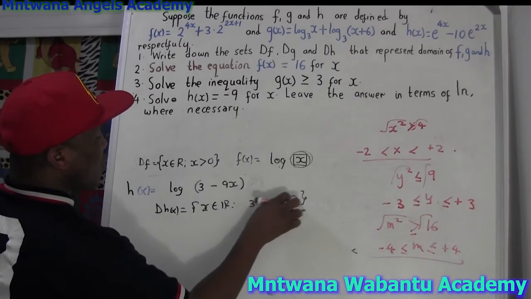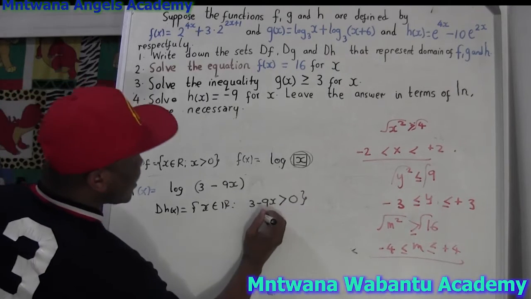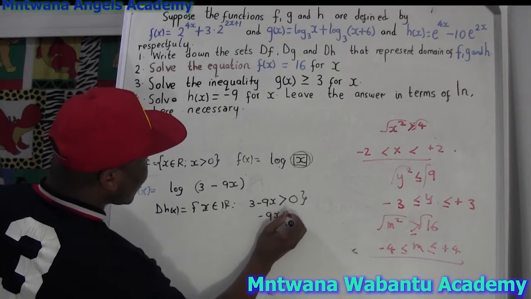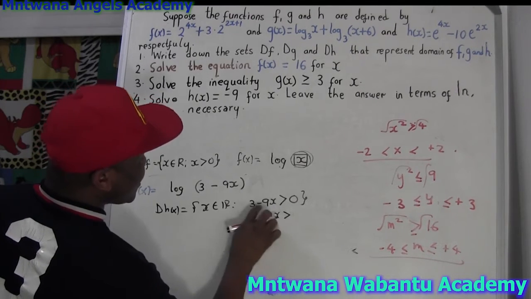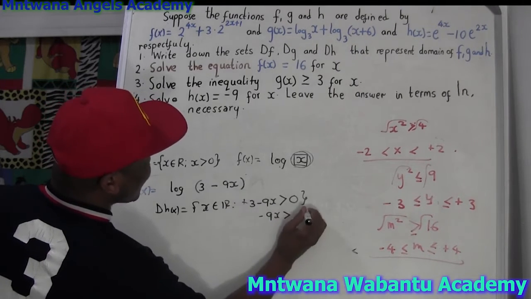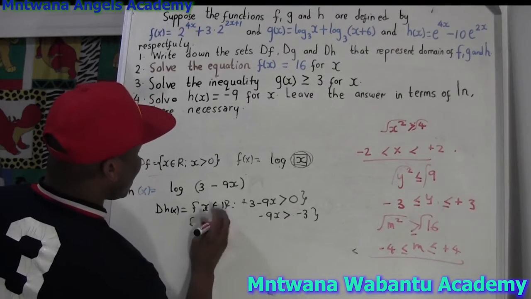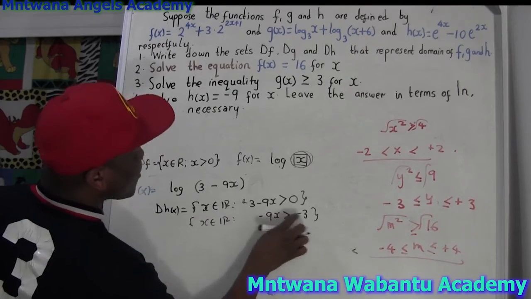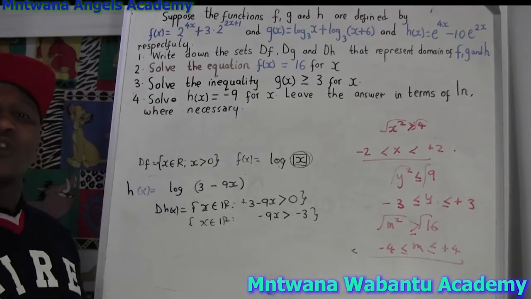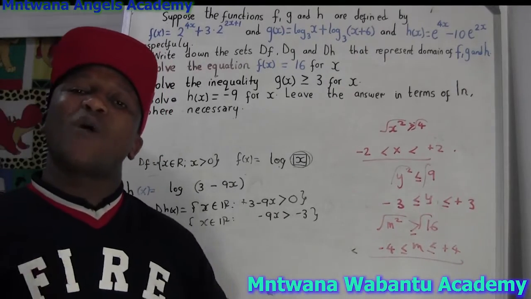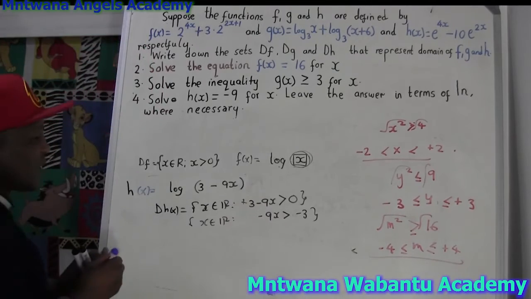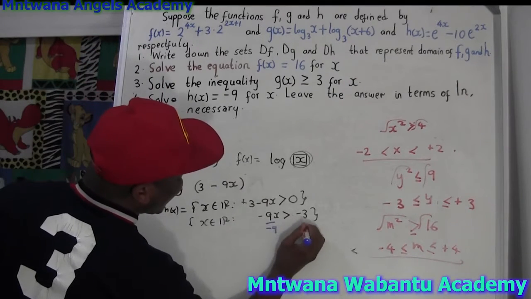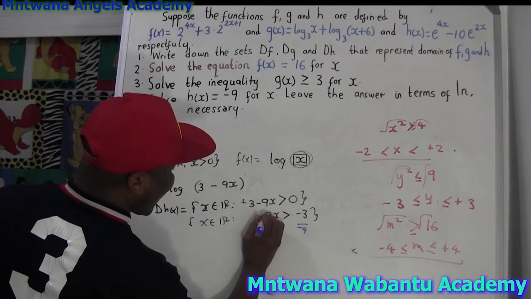So what happened? This one goes over. Don't take the one with the x. So this is going to be negative 9x greater than 0. Then this is positive, and going over it becomes negative 3. So we divide by negative 9, we divide by negative 9. But remember, for inequality, when you divide by a negative, the direction of the inequality changes.